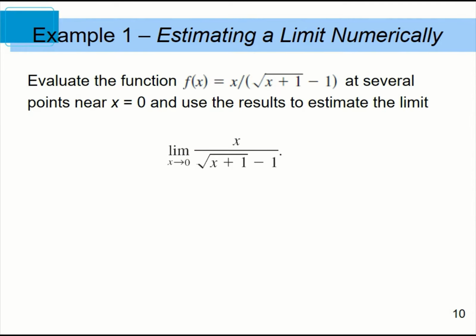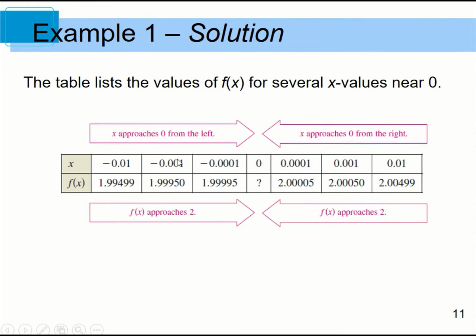Now let's consider example 1. We can estimate a limit using numerical values. Let's evaluate this function, x over the square root of x plus 1 minus 1, at several points near x equals 0, and we can use the results to estimate the limit. We can perform this using a table. When x approaches 0, we are going to test from two sides: first from the left hand side and then from the right hand side.